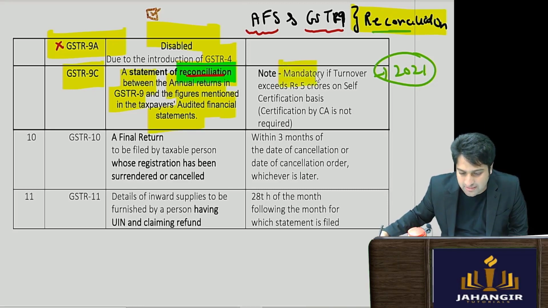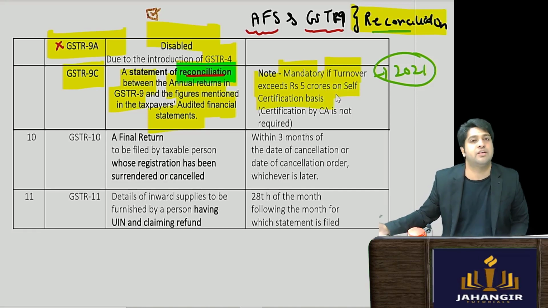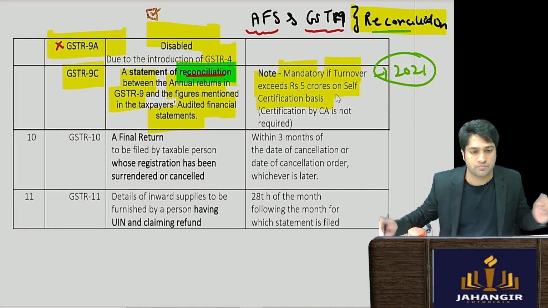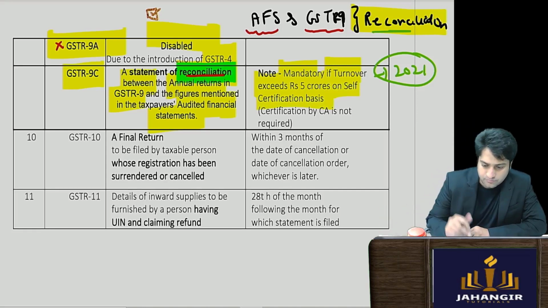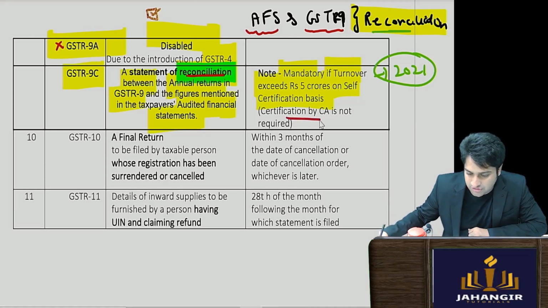Okay, it is mandatory if the turnover exceeds 5 crores on a self-certification basis. So you can self-certify this form, obviously. Okay, and a certification by CA is not required. You can self-certify it.